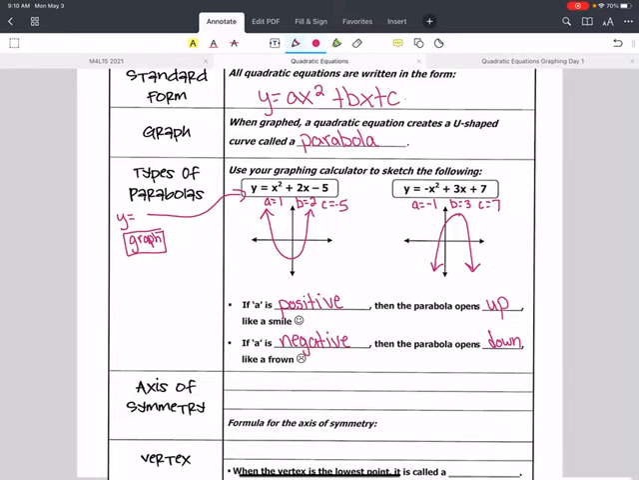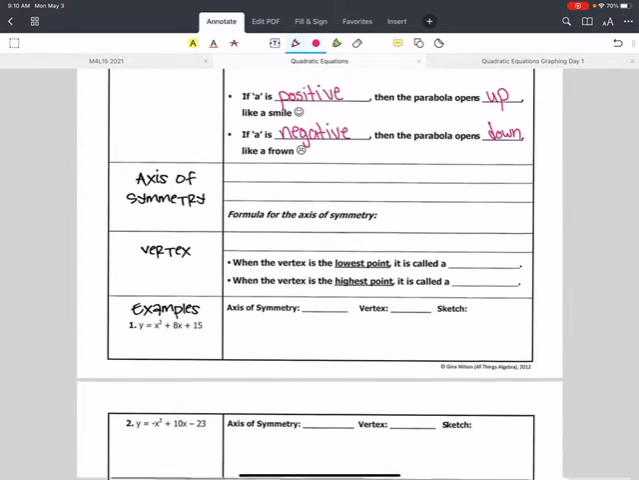Next thing we want to talk about is the axis of symmetry. The axis of symmetry is defined as the vertical line that divides the parabola into two equal parts. The axis of symmetry is the vertical line that divides the parabola into two equal parts.